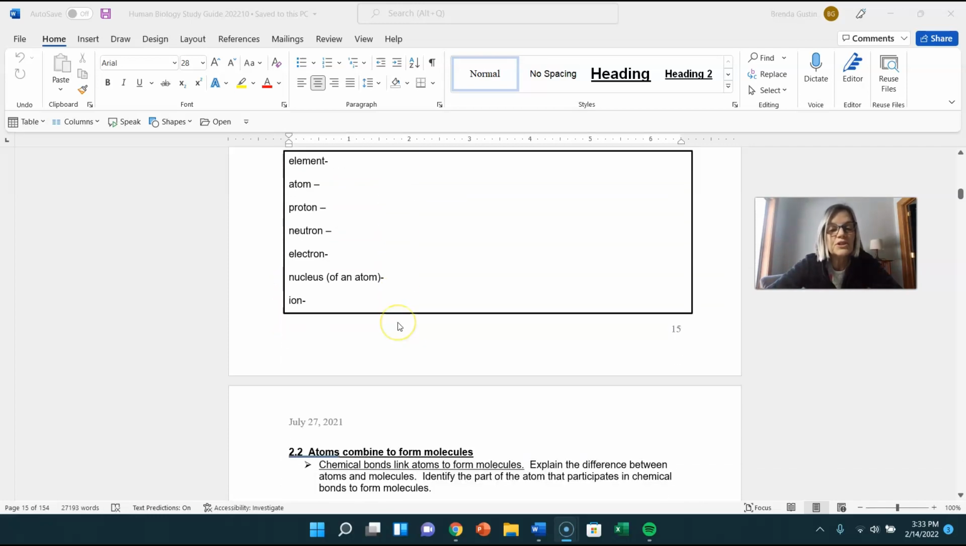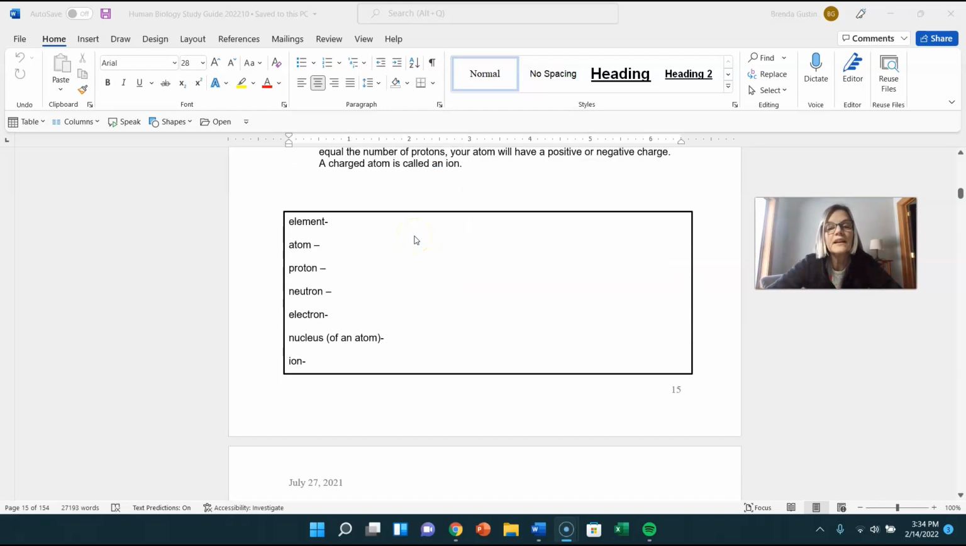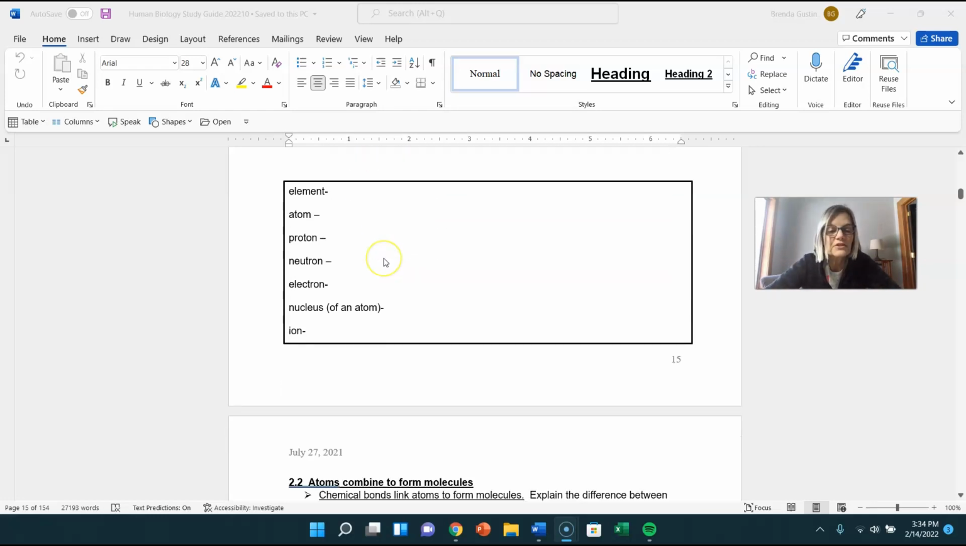As you get through some of these and you get pretty good at them, check off the ones you know and just go back to the ones that you're not sure of. Here it says draw a diagram of an atom and label the nucleus, protons, neutrons, and electrons. So do those things as you are doing your studying. For me, I like to be writing as I'm studying because I just get bored just thinking. So that might be helpful to you too.